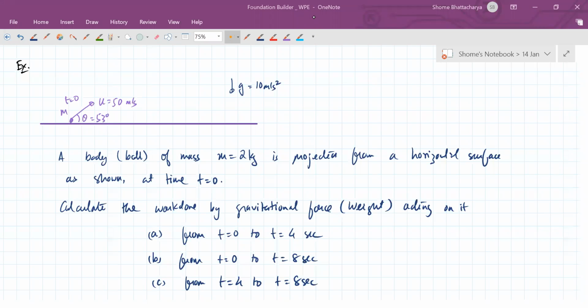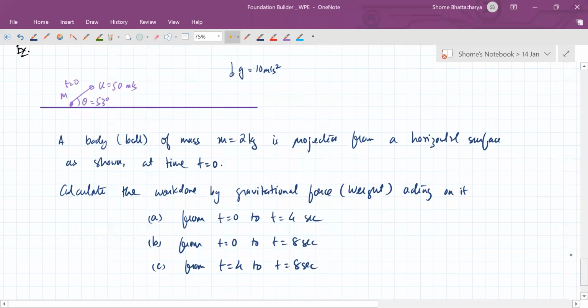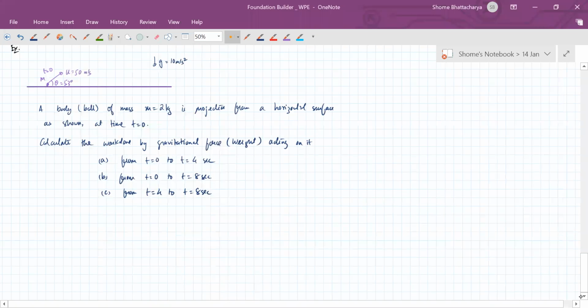Okay, so I'm not getting enough number of answers yet. Okay, just one or two people. Expecting all of you to be able to solve this by now. Okay, so let's look at this.